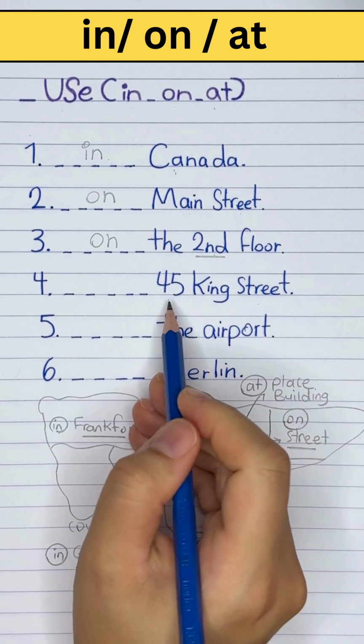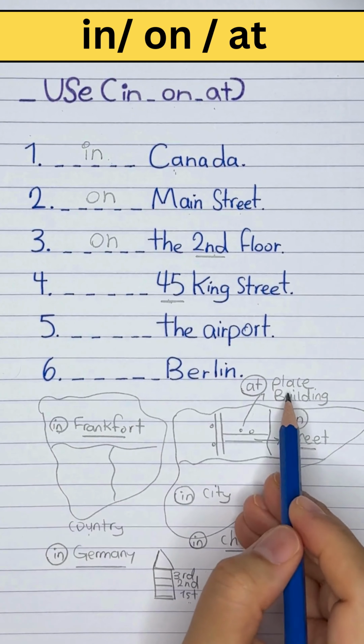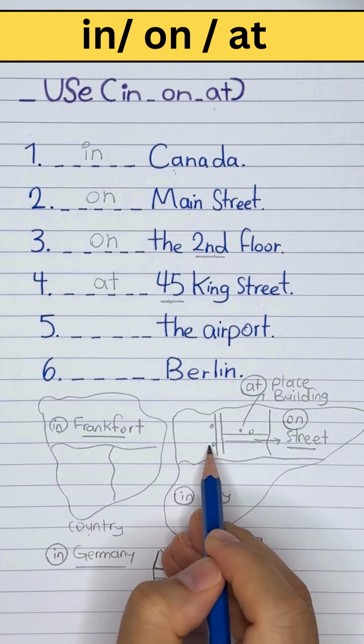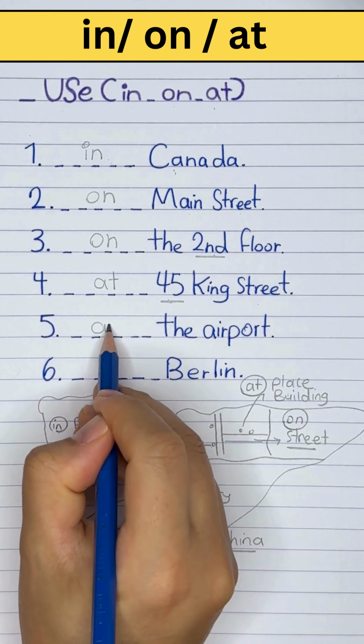45 King Street is a little bit tricky because here we have a number. It's a specific, let's say, building: at. And airport is a kind of building in a city, so at.